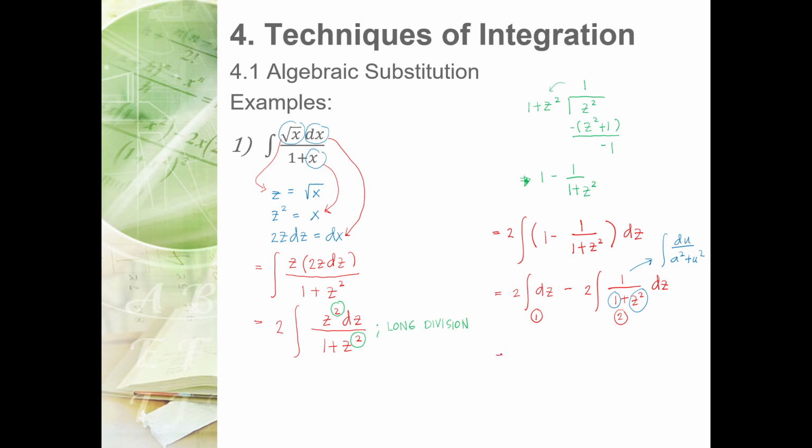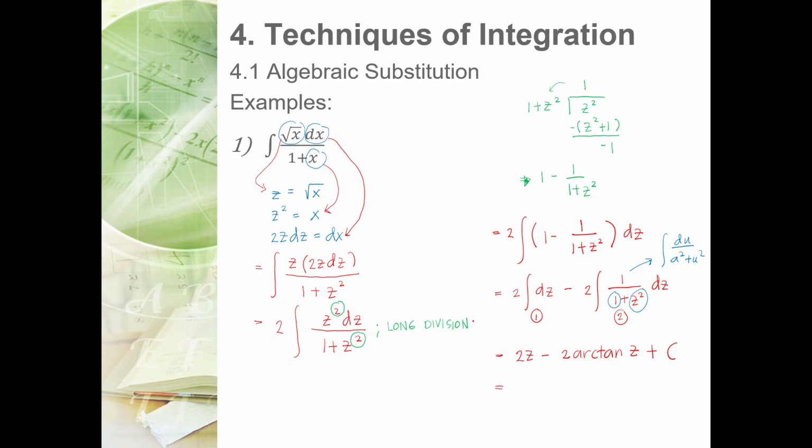So meaning the answer would be 2z minus 2 arctangent z plus c. Of course there's no more 1 over a because a is just 1. 1 divided by 1 would give us 1, and writing 1 is not really practical in mathematical terms, right? Usually we omit 1, it's like an invisible 1.